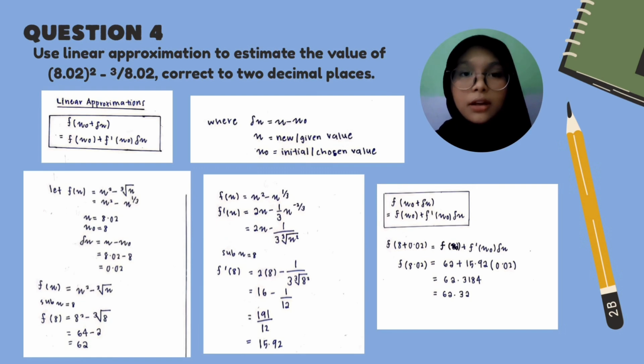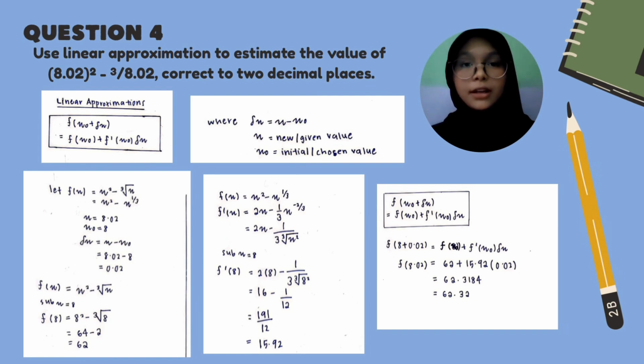Let's solve the question. First, we let the function equal x² minus the cube root of x, which equals x² minus x^(1/3). The x value is equal to 8.02 while x₀ is equal to 8. Then we find the Δx value, which is x minus x₀ equals 0.02. Then substitute x equals 8 into the function, which is 8² minus the cube root of 8, and then we got 64 minus 2 equal to 62.